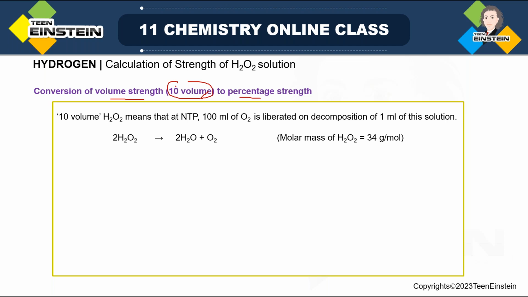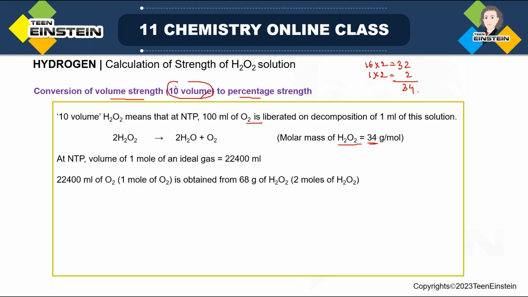Now, 10 volume H2O2 means what? At NTP, 10 ml of O2 will be liberated on decomposition of 1 ml of this solution. Sorry, 10 volume H2O2 means not 100, 10. Now if you consider this equation that you have seen already, the molar mass of H2O2 is 34 gram per mole. You can easily calculate it: 2 oxygen means 16 into 2, 32, and 2 hydrogen means 1 into 2. So it is 34 gram per mole. This value will be required.